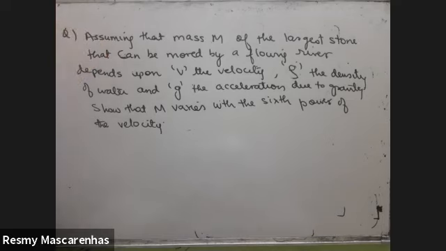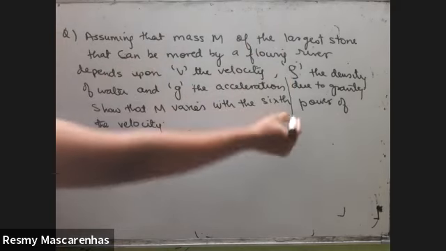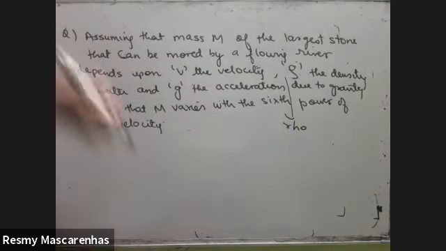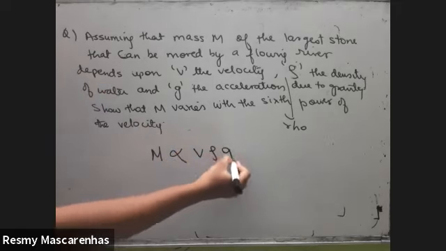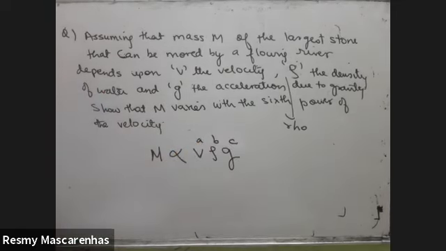Now assuming that, this is rho. So can anyone tell me the relation? What will be on one side? Those who don't know, it's called rho. What will be on the left hand side? Yes, mass, so that will be m. Which all letters will be on the other side? V, rho, and gravity. Yes, v, rho, and g. A, B, C. Now start solving.